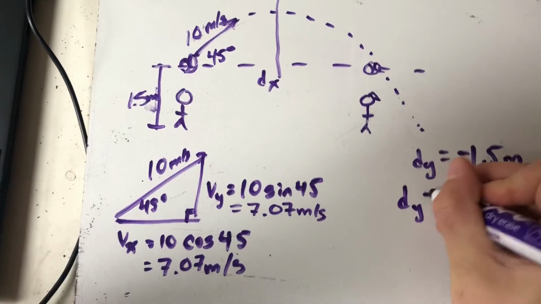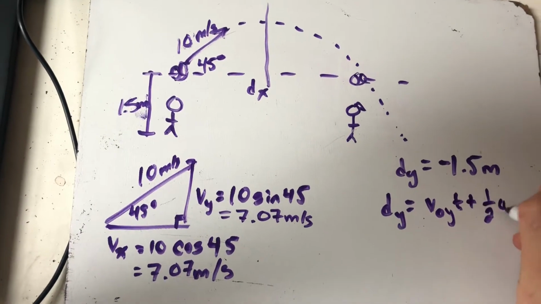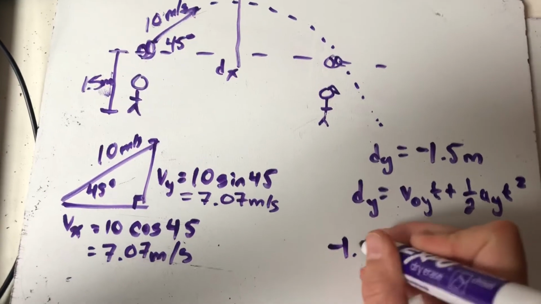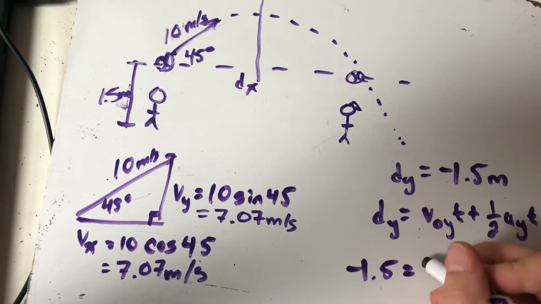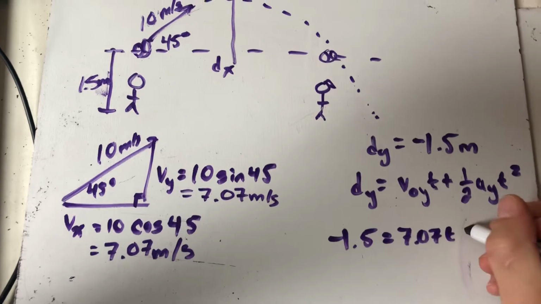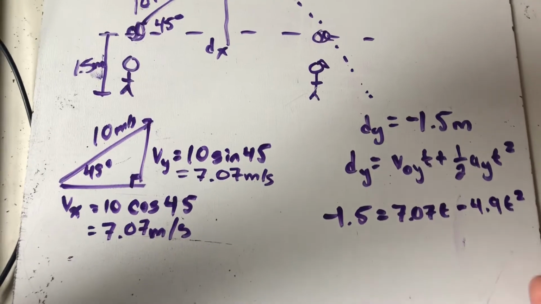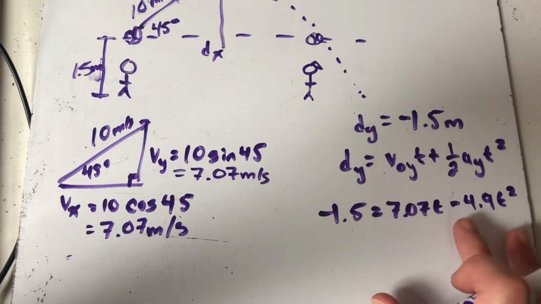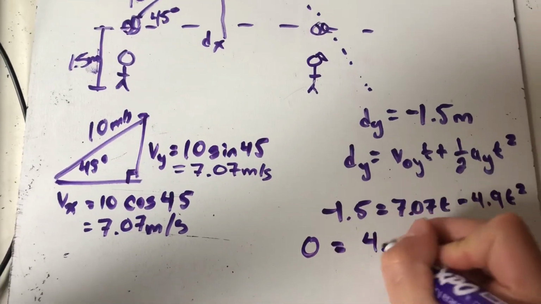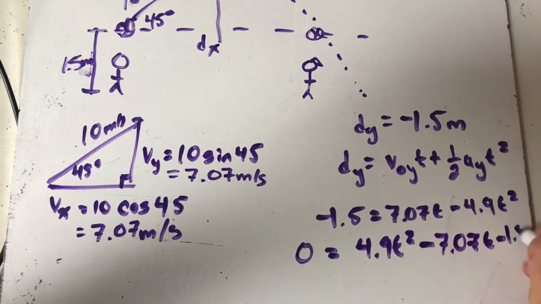So we can plug into this same really good, handy equation. When we plug in, negative 1.5 equals 7.07 t plus half of the acceleration due to gravity, so that's minus 4.9 t squared. The trouble with this is it's a quadratic. So if we do a little rearranging, I'll add 4.9 t squared to this side and subtract 7.07 t. We'll get 0 equals 4.9 t squared minus 7.07 t minus 1.5.